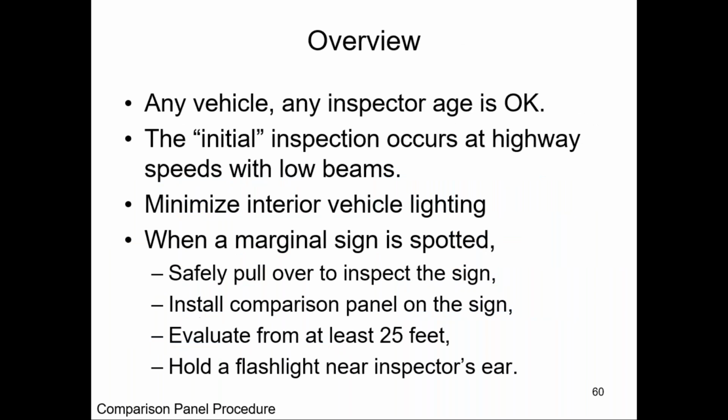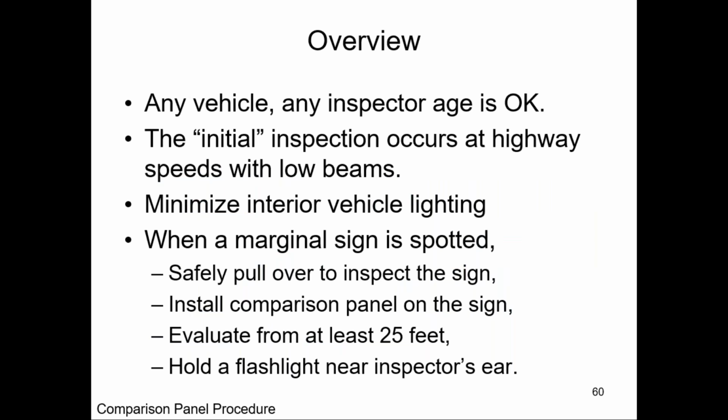With this method, you can use any type of vehicle, any age inspector. So if you, like the fellow I mentioned in the Southeast, if the city hired college students during the summer, they can be inspectors in this method. The initial inspection occurs at highway speeds with low beam headlamps. When they spot a marginal sign, pull over safely, install the comparison panel on the sign using some type of clip, like a binder clip.